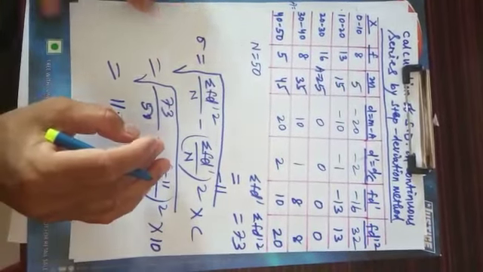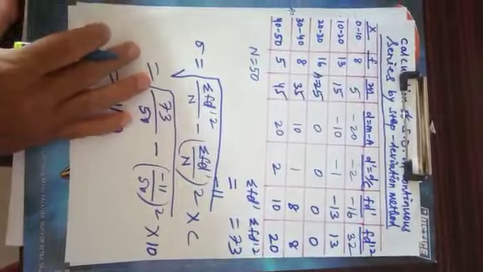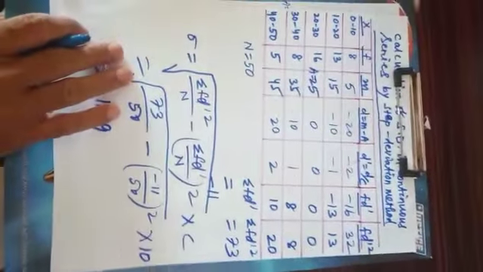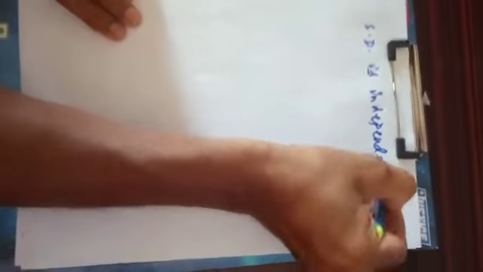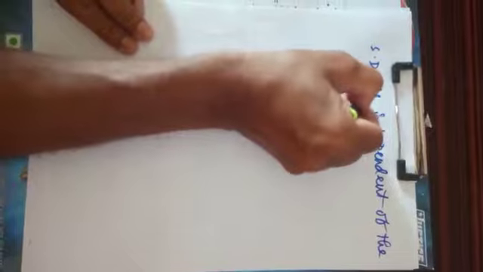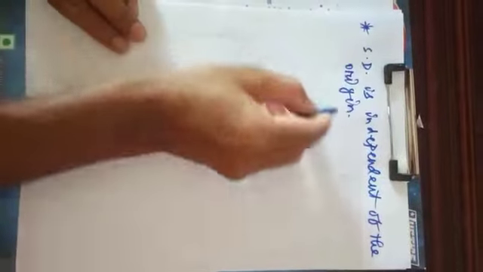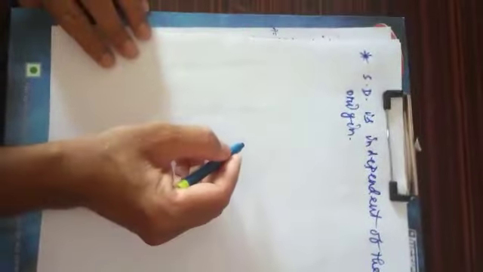Now we are coming to the mathematical properties of standard deviation. Property 1: standard deviation is independent of the origin. Standard deviation is independent of the origin. It means if the origin is changed, standard deviation will not be affected.